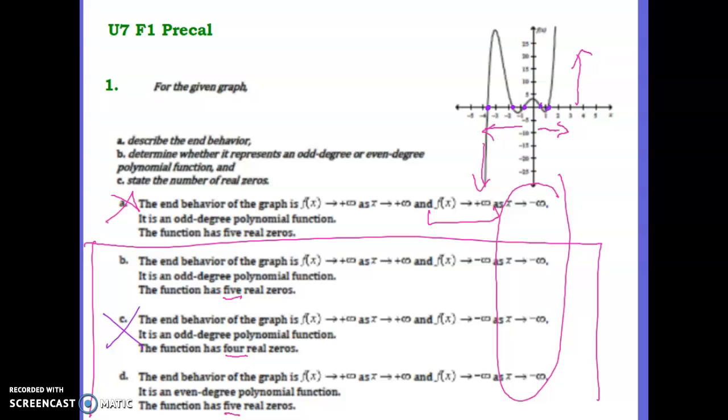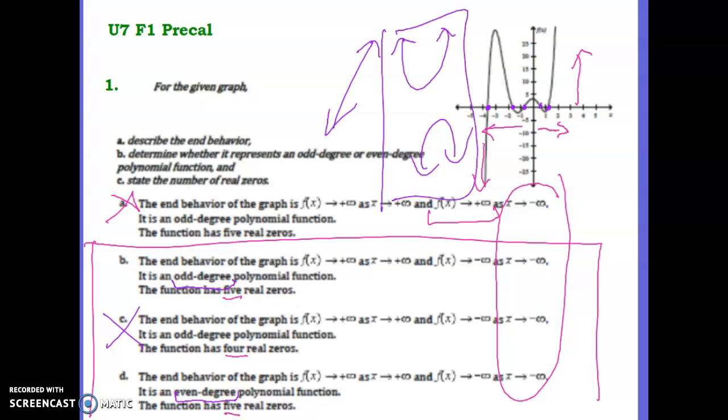Okay, the difference between B and D is whether it's an odd degree function or an even degree function. Well, we know it's going to be odd because the end behavior looks like this. If it was even, it would be ending in both the same direction, right? These two are even. Okay, so this is going to be odd. So that means the answer to number 1 is B. That was a good question.